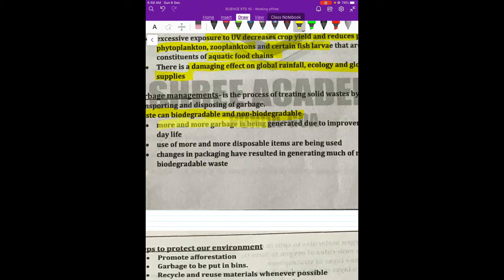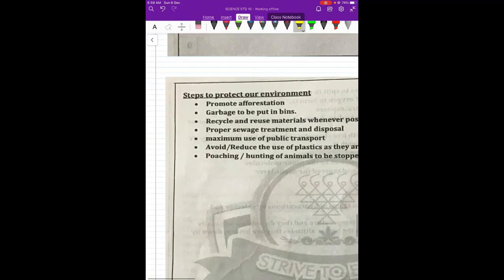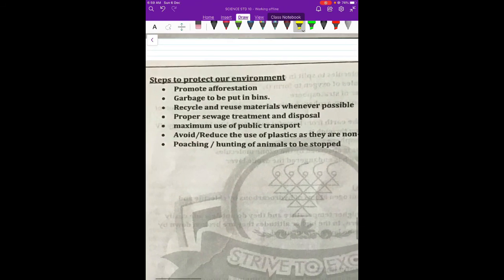More and more garbage is being generated due to improvement in life. Everywhere we want some packaging, some extra packaging, and we are using so many electronic devices. This also ends in garbage. We are also using so many new products which have chemicals. So ultimately they end up in the garbage dump. So how do we dispose of it? This becomes a big issue. More and more disposable items are used, and the packaging has changed. Now instead of having only one wrapping, we are having 2 wrappings, 3 wrappings. All these are enhancing the problem of garbage disposal.